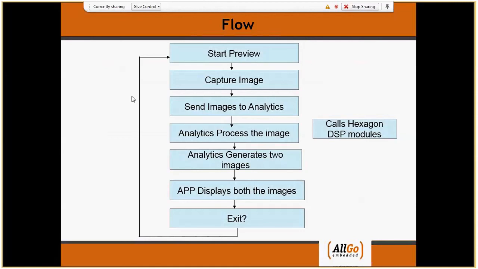Once the operation is completed, the analytics generates two sets of images. One is an image where the moving object is present, and another image where the moving object is removed. The Android app will display both images, and the user has an option to view both by clicking a button, to see the images with the moving object as well as removed. Once this is done, things go back to start the preview.